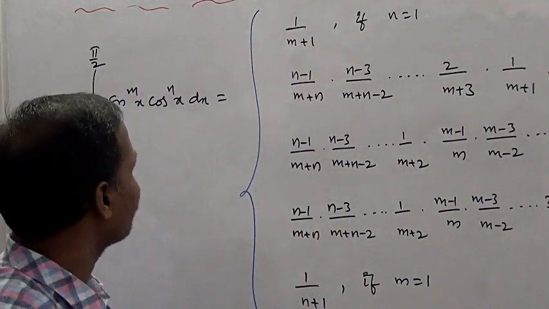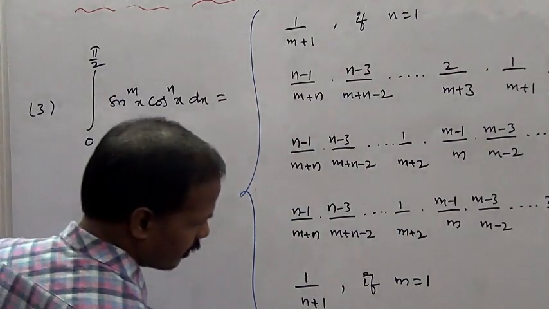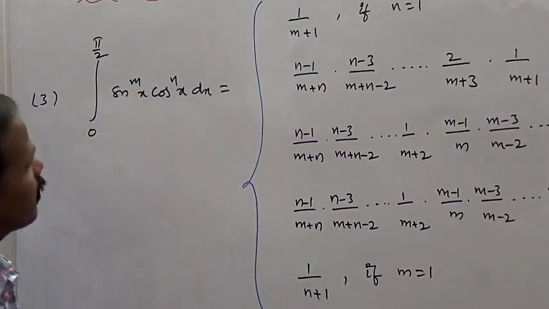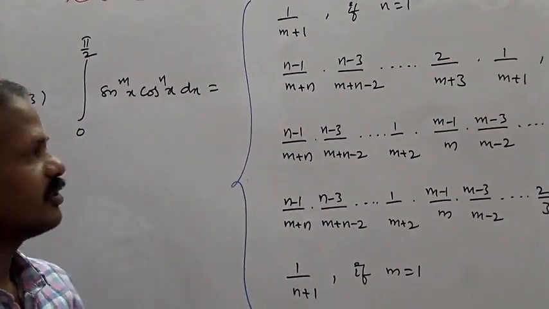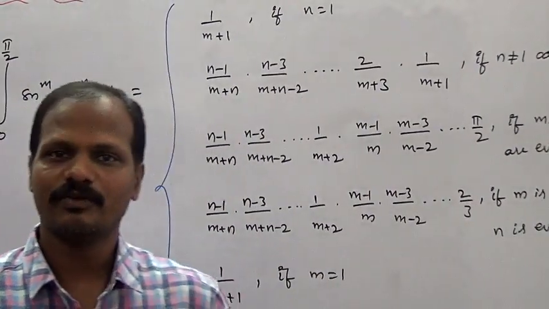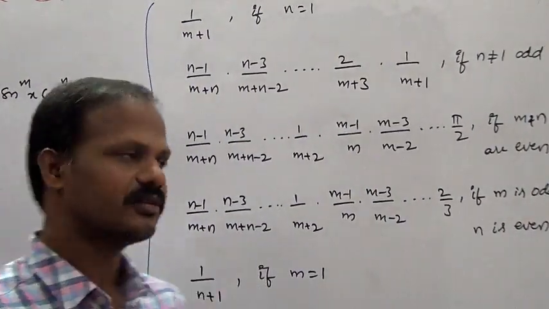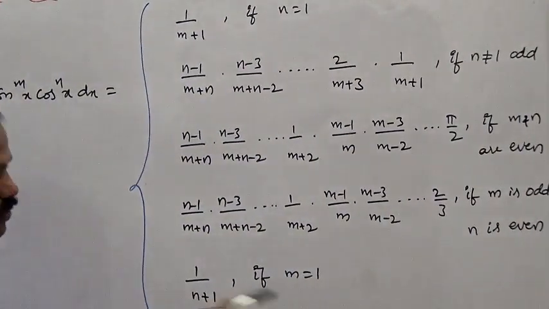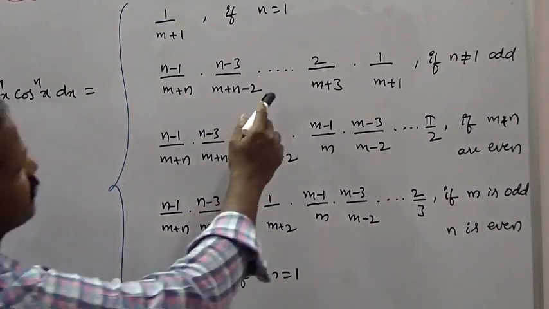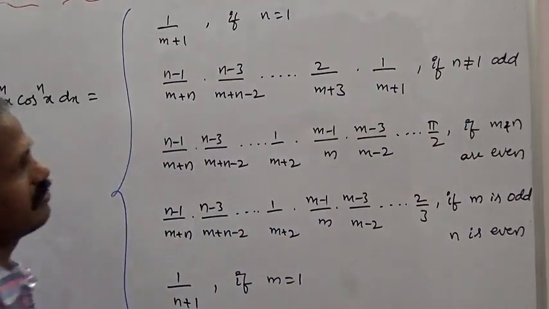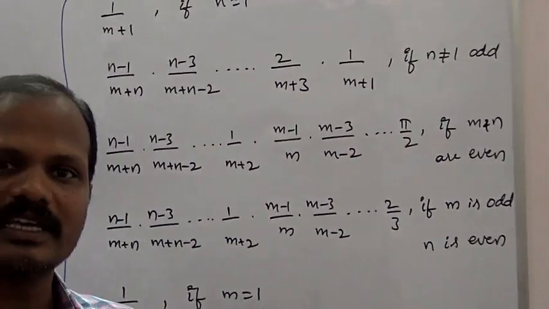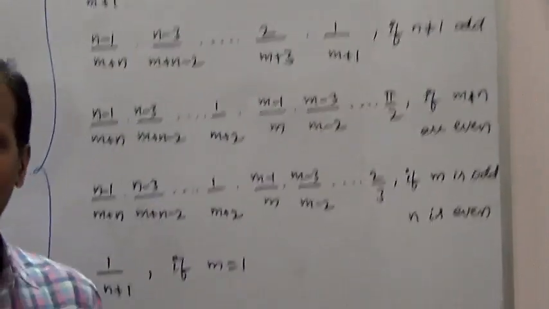It's easy, no problem. Next, coming to this case, if m equal to 1, then also this is of the form integral f of x power n into f dash x. So you will get 1 by n plus 1. Now, coming to this case, if n is odd, m may be odd or even. M may be even or odd. There is no restriction on m.